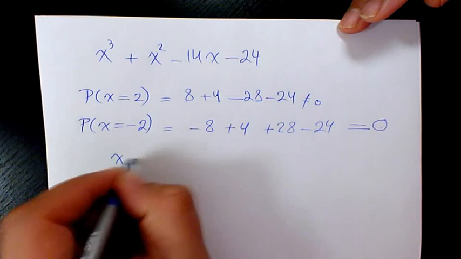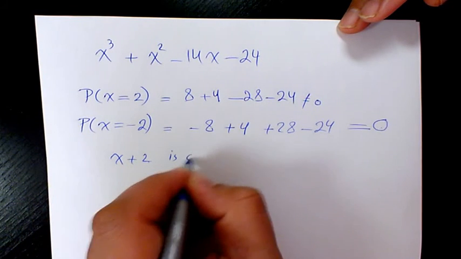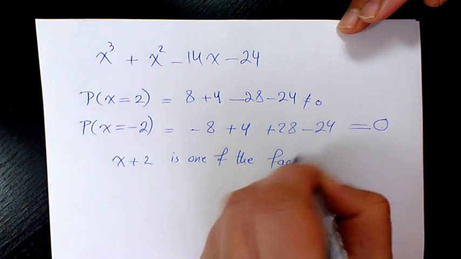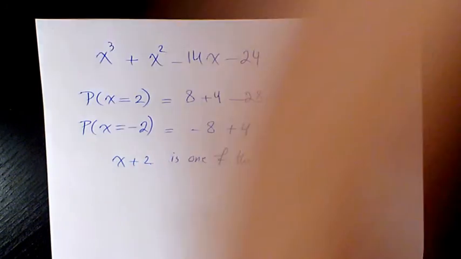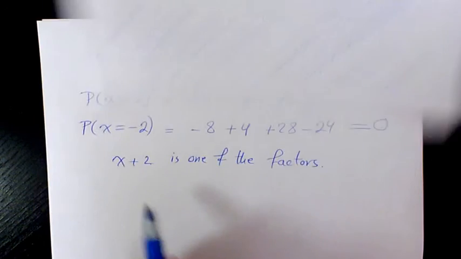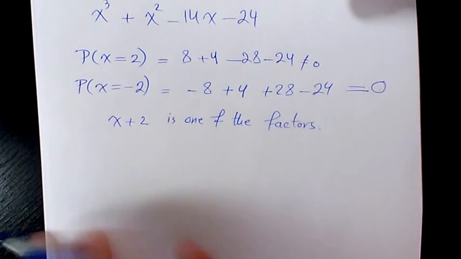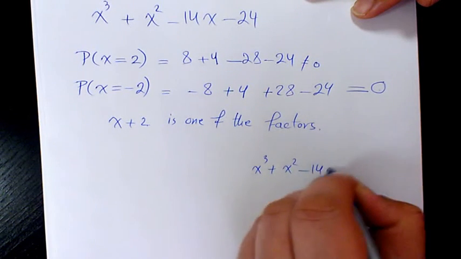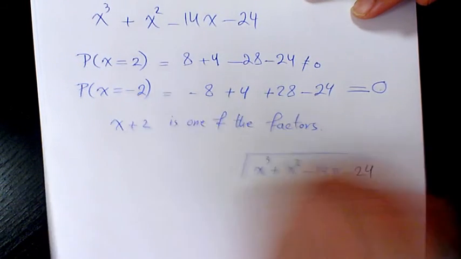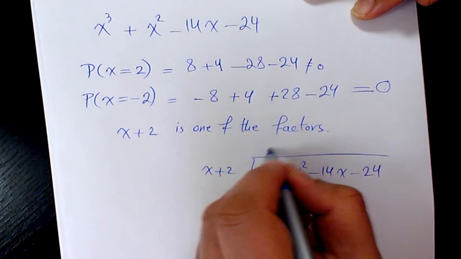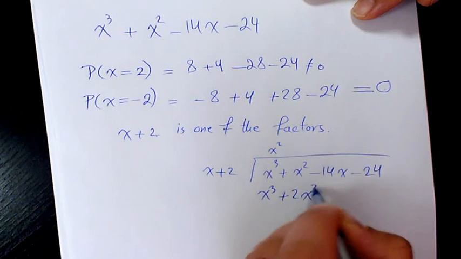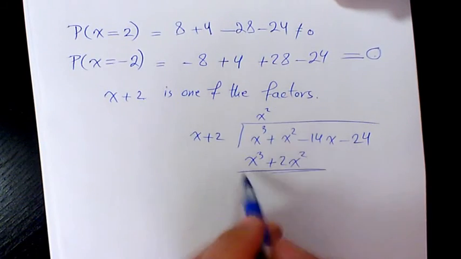So x plus 2 is one of the factors. So basically, so far we had two factors. One of them was x minus 1. The second one is x plus 2. So we have x cubed plus x squared minus 14x minus 24 divided by x plus 2. So that's going to be x squared. When you multiply it, it's x cubed plus 2x squared. When you subtract it, 0.